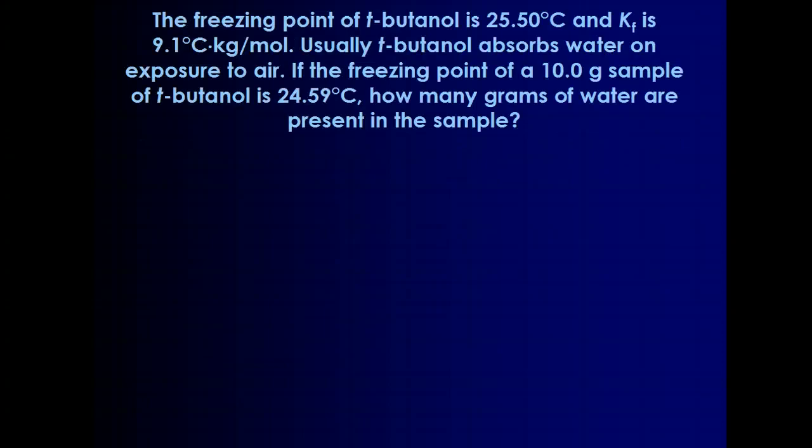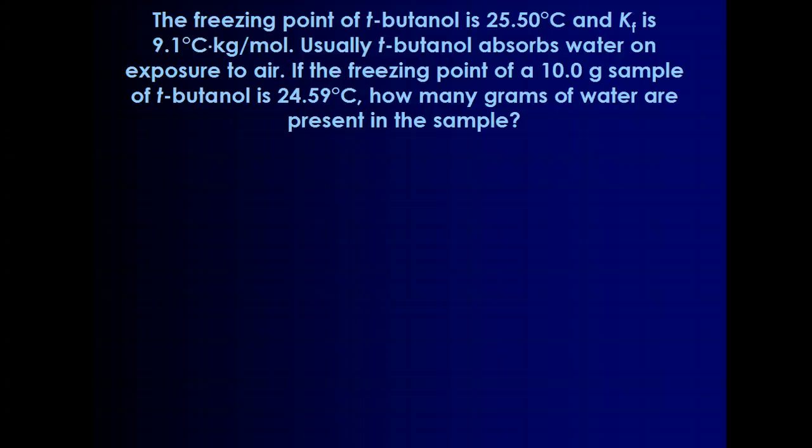So a couple of examples. Here we have the freezing point of t-butanol, that's what T stands for, is 25.50 degrees Celsius. And the constant at this freezing point is 9.1 degrees Celsius per molal. T-butanol is capable of absorbing water. So if it's absorbing it, water is acting as the solute. And if you have 10 grams of t-butanol and you have a freezing point now of 24.59 degrees Celsius, how much water had to be present to cause that temperature to decrease by that amount?